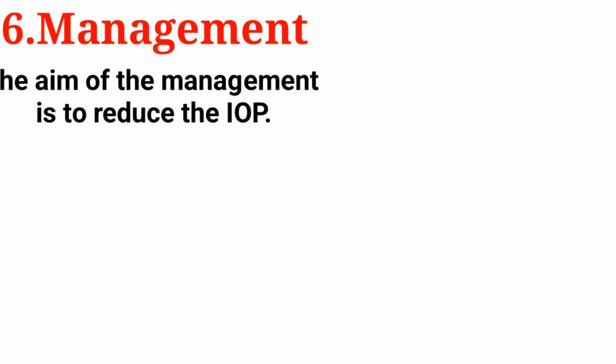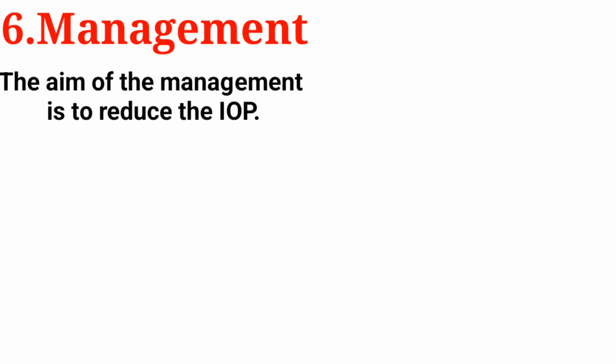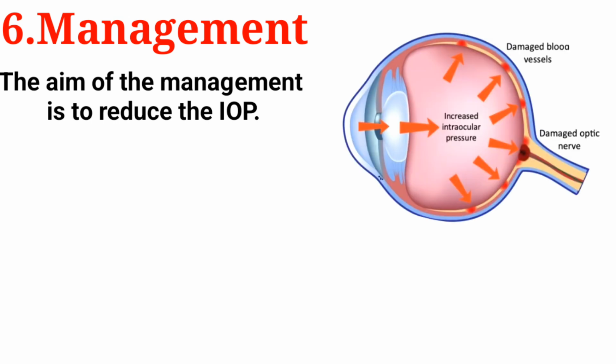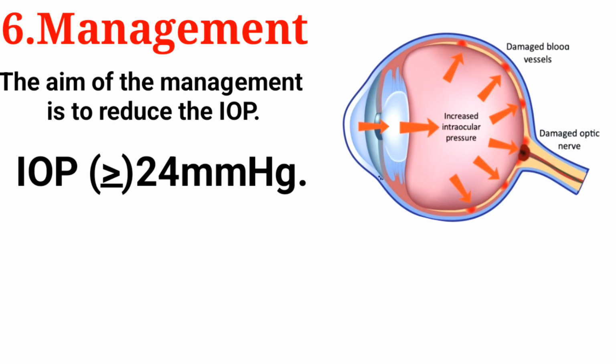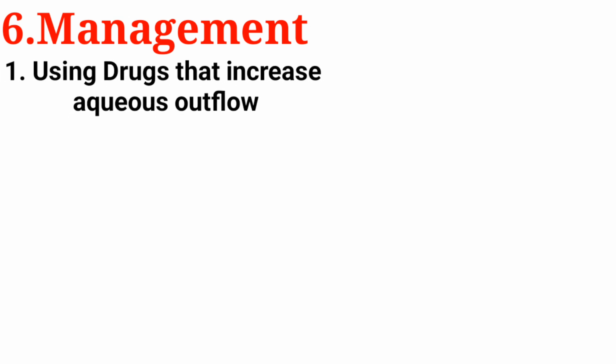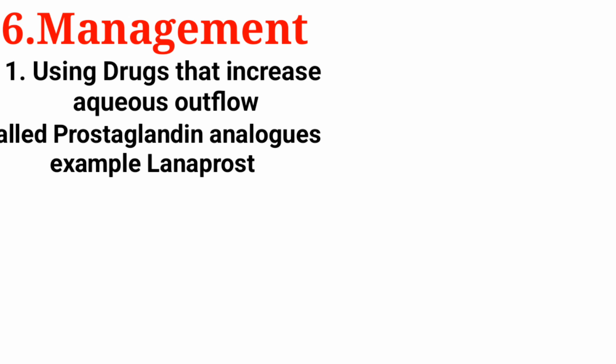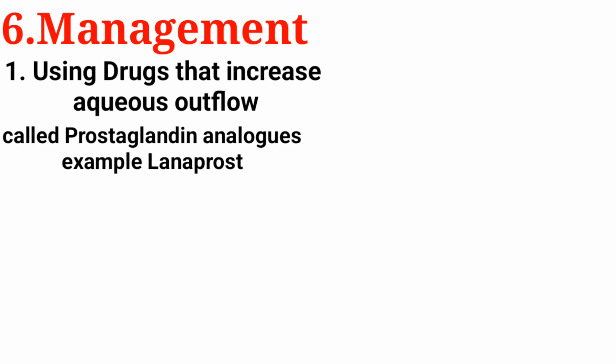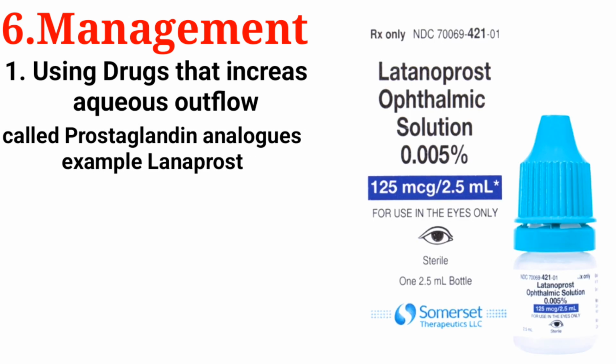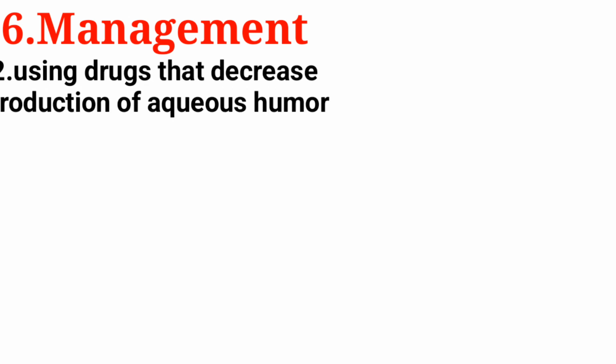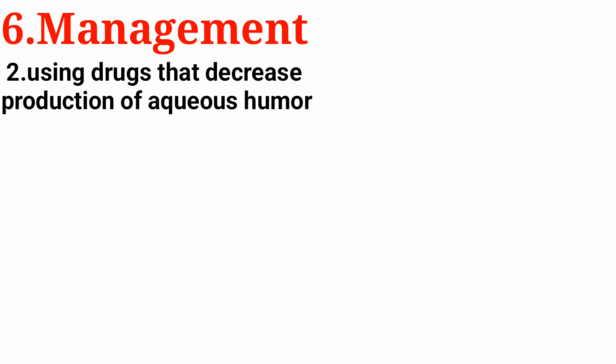Management: the aim of the management is to reduce the IOP. Treatment is usually started if the IOP is greater than or equal to 24 mmHg. The first treatment is achieved by using drugs that increase aqueous outflow. These drugs are called prostaglandin analogs. Example, latanoprost. The second treatment is by using drugs that decrease production of aqueous humor.